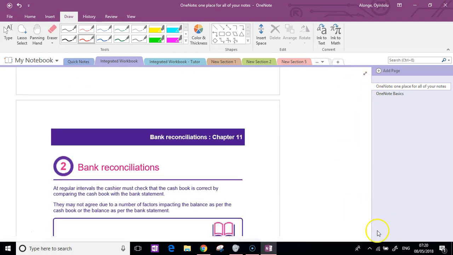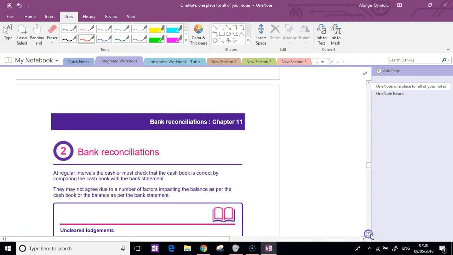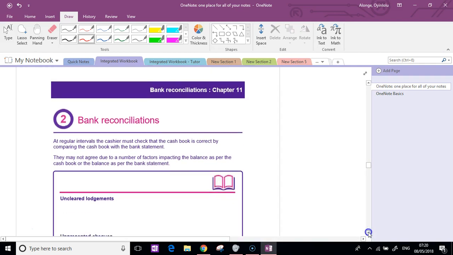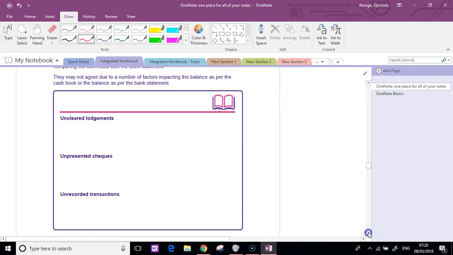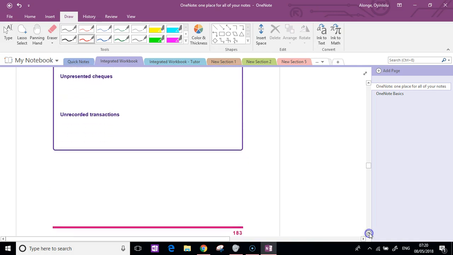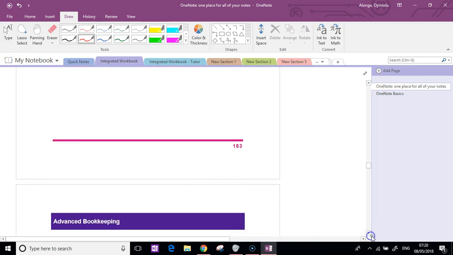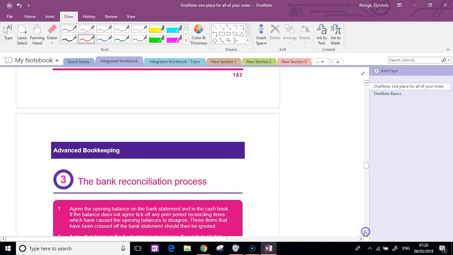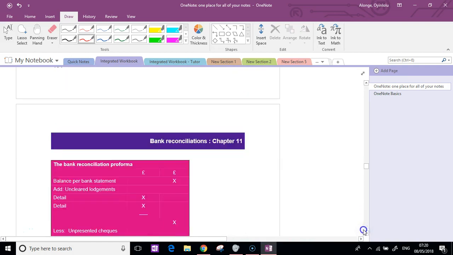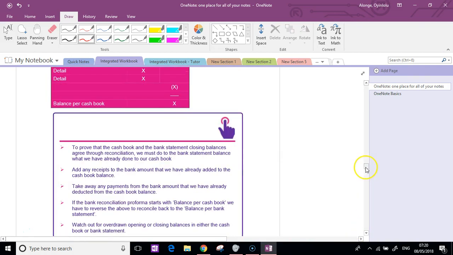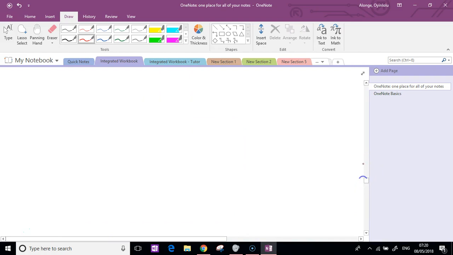Okay, let's do this example here. Again, like I've talked about, what uncleared lodgements are and unpresented checks are. There's a nice example here. Let's do this example very quickly. I always recommend a couple of things.